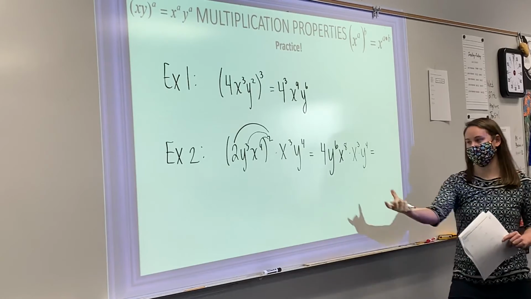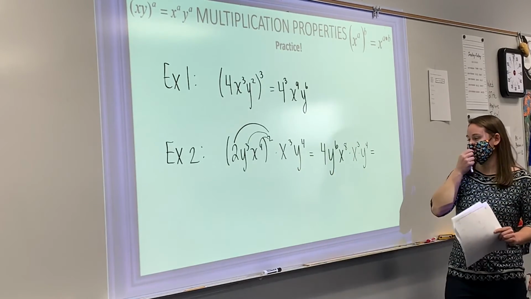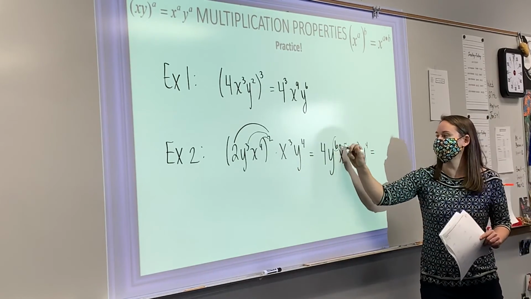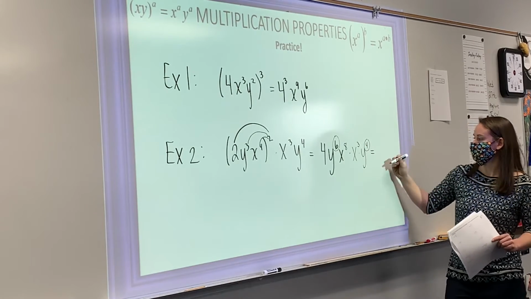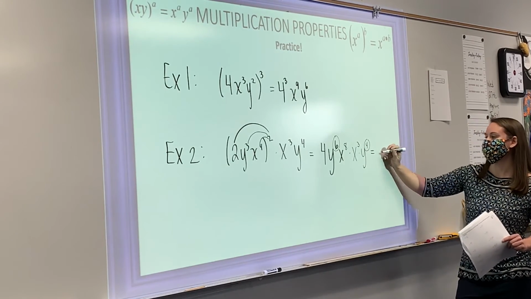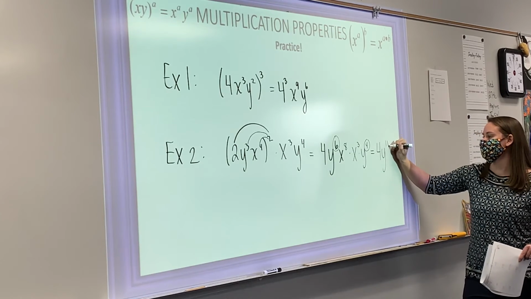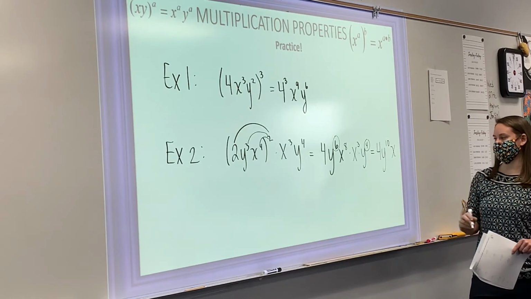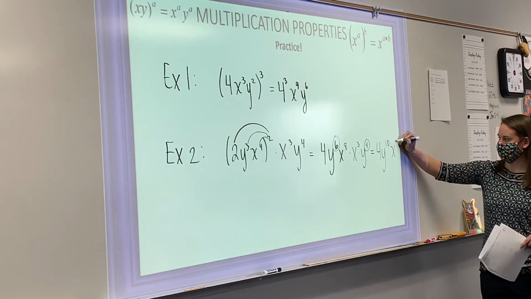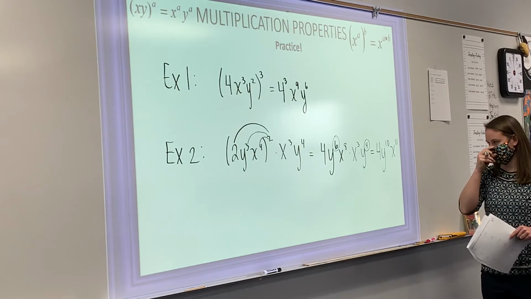So all I did was copy this down again. And now I say to myself, I've got a 6 and a 4, so that's going to be y to the 10th. So don't forget my 4, but I've got 4y to the 10th. And then I've got x to what power? 11. Exactly.